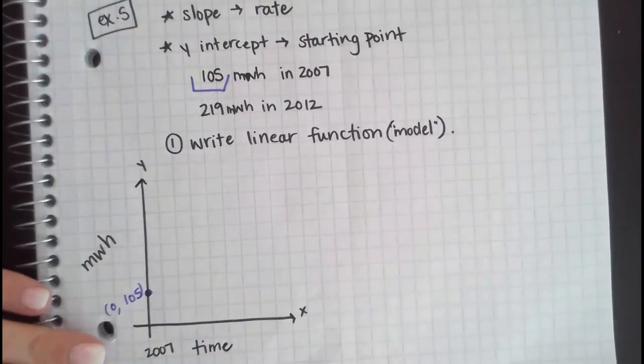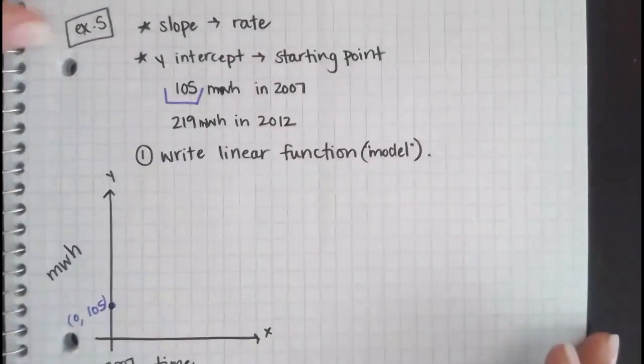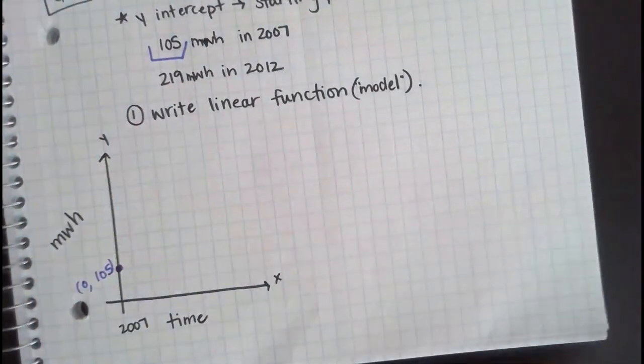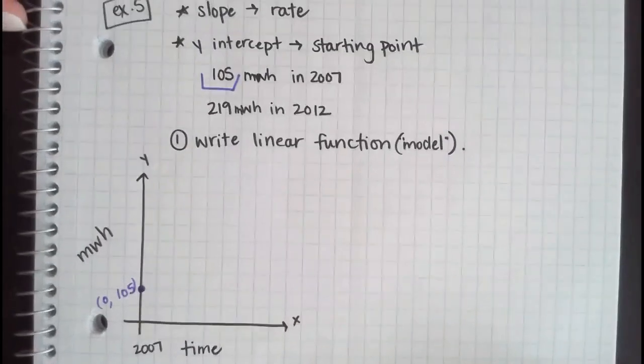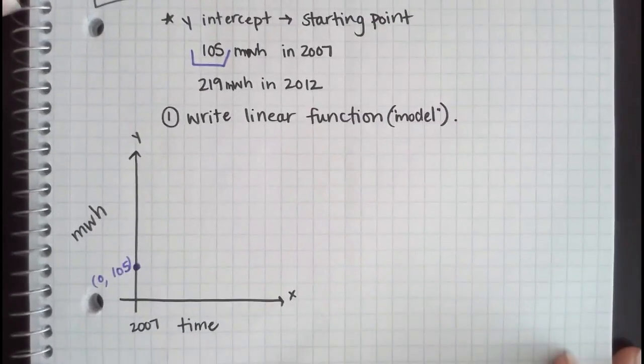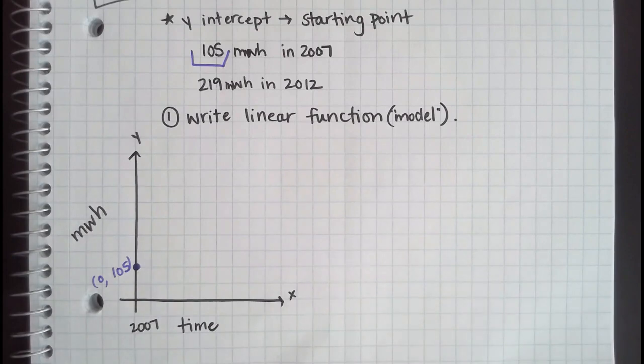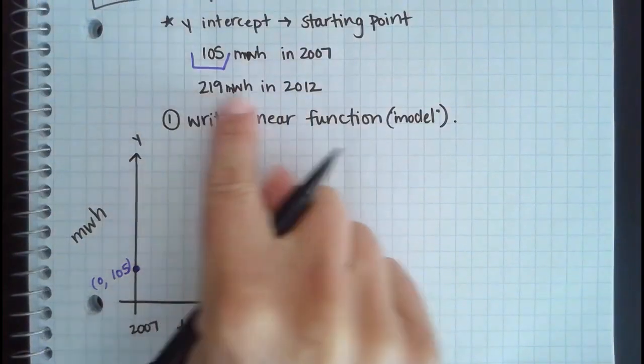You know this because they told you in the problem. What does it say? Write a model that represents the number of megawatt hours generated since 2007. So that's where we're starting, 2007. Do we know another point on this graph? Right, we know this point as well.